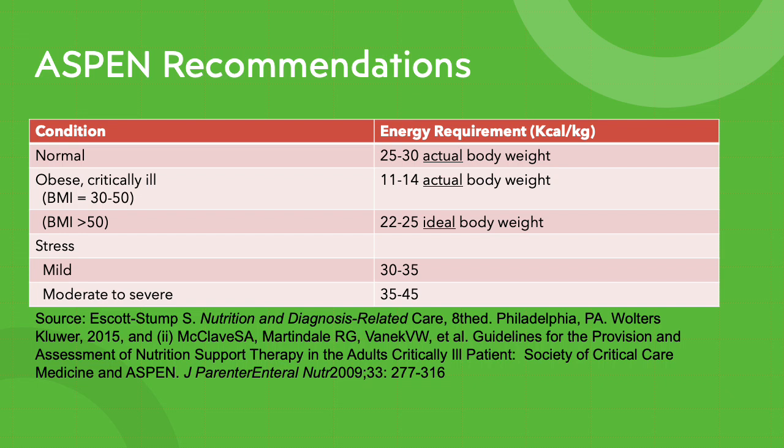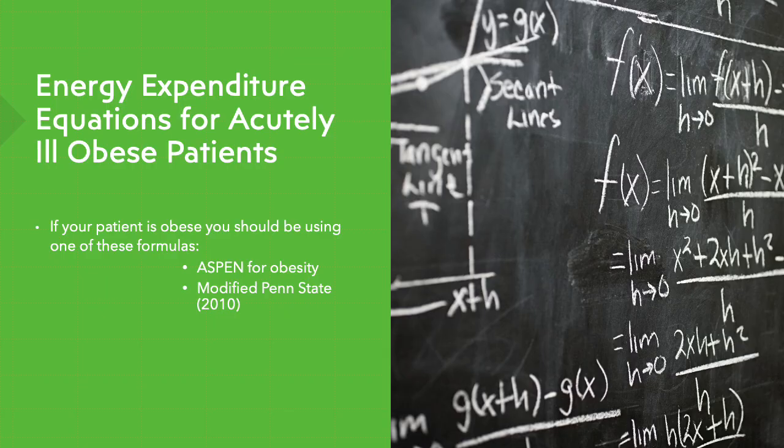There is some research emerging that regards the use of adjusted body weight for a BMI of 25. This has been shown to be effective for older adults, shorter obese women, and tall men. And like I said earlier, I really think we need some more research for the super morbid obese patients that have those BMIs greater than 50, greater than 60. But for now, current research supports that if your patient is obese, you should be using one of these formulas. You should be using the ASPEN guidelines or a modified Penn State.